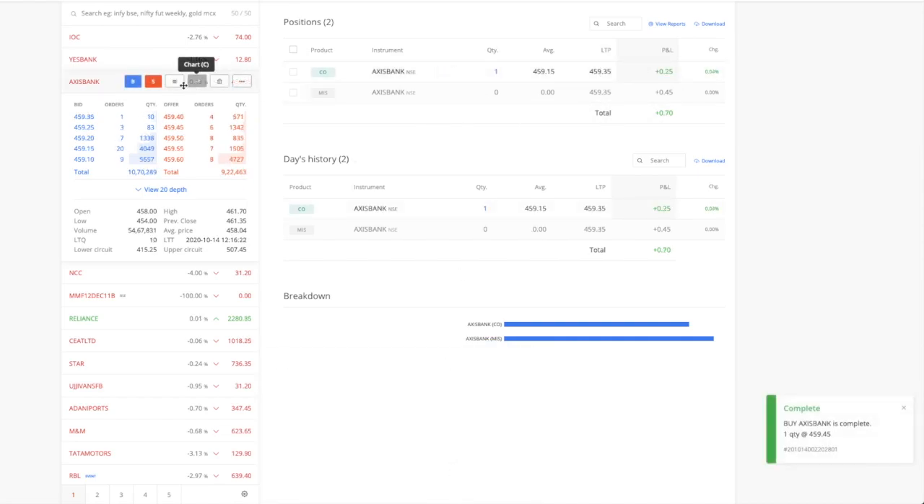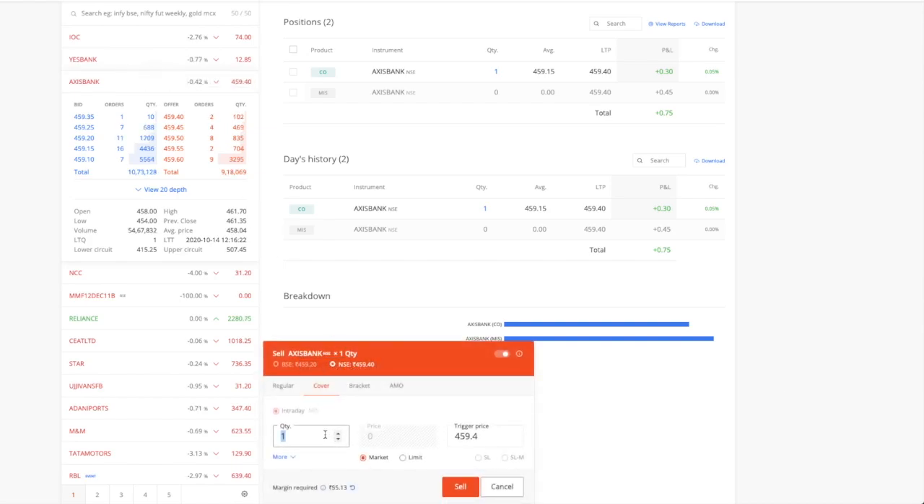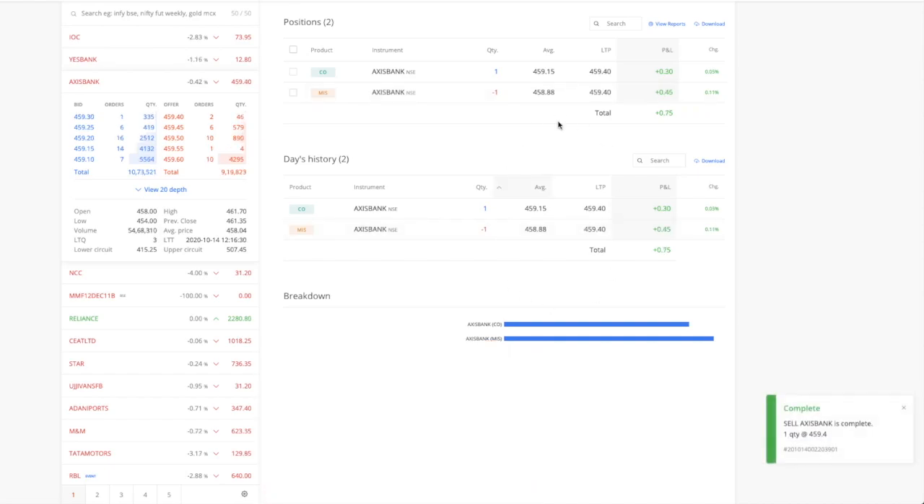Now they think, okay, I'll sell one quantity over here, and that's it. If I sell it over here, then my net quantity becomes 0. Just realize for yourself, both are two different products. One is a cover order, the other is MIS. So both of them will actually stand as two different separate products.